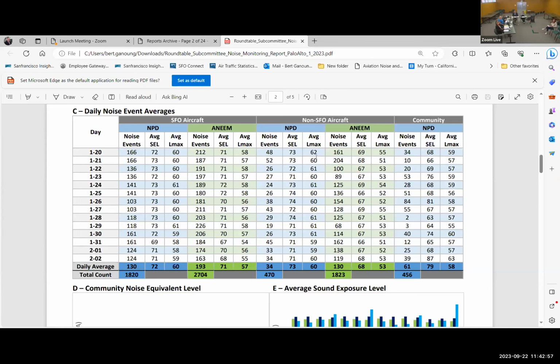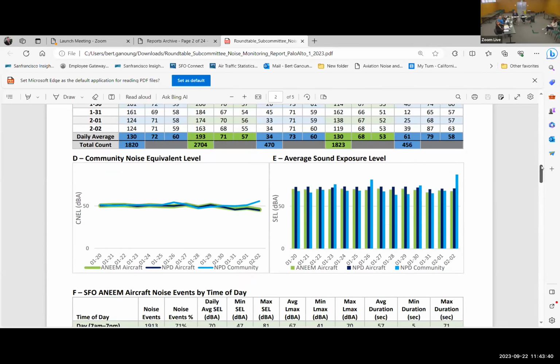We also have numbers from non-SFO aircraft, so Palo Alto Airport, San Jose, things like that. And then the community noise over here. NEEM doesn't do community noise. That's the reason why we don't have a comparison there, and the reason for that is you need a flight track with a modeled aircraft noise level. I guess if we had a steel chainsaw model, whatever, we could do the community noise level on that if we were near something like that. But there's just too many community events to be able to have a model on it.